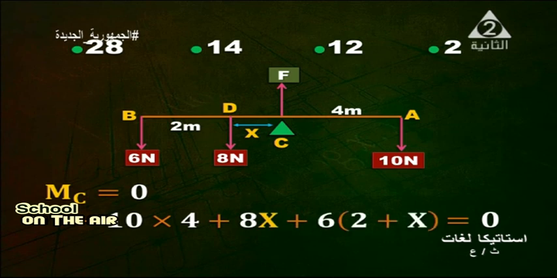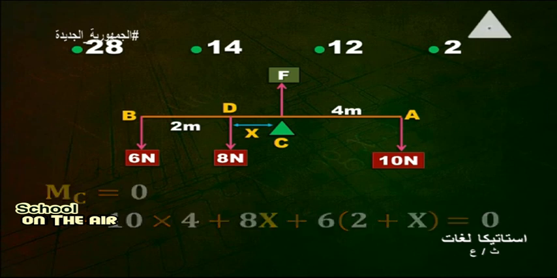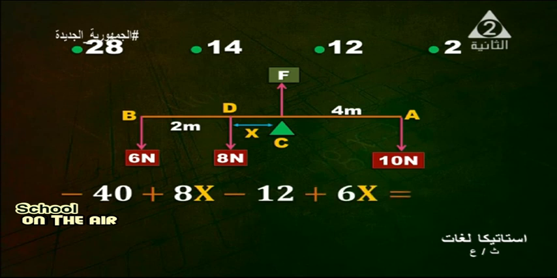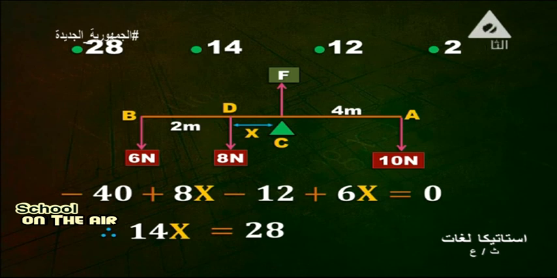Look at the first force, 10 multiply 4, but negative 10. Why? Because the direction of the moment was clockwise. Negative 10 times 4 plus the force 8 times x plus 6 times the distance between B and C, 2 plus x inside the bracket, must be equal 0. Too easy to find the value of x by using the simplest form. Therefore, x equals what? 14x equals 28, then x equals 2.